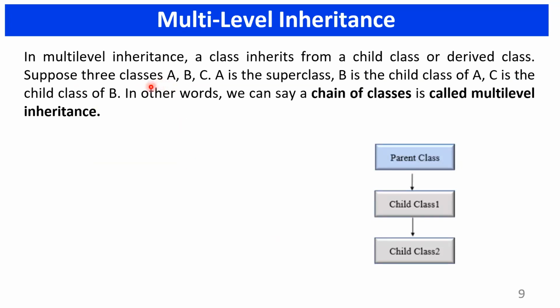The next type of inheritance is multi-level inheritance. In multi-level inheritance, a class inherits from a child class or a derived class. Suppose there are three classes A, B, and C. A is a superclass and B is the child class of A and C is the child class of B. So we can say that a chain of classes is called multi-level inheritance, and it is represented diagrammatically here. Child class 1 is inherited from the parent class and child class 2 is inherited from child class 1.